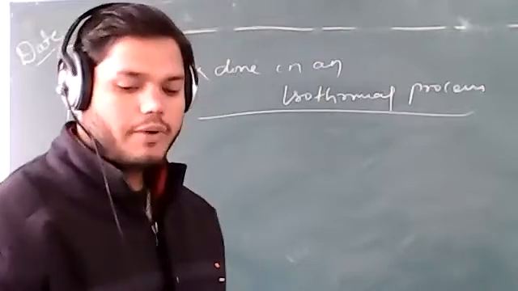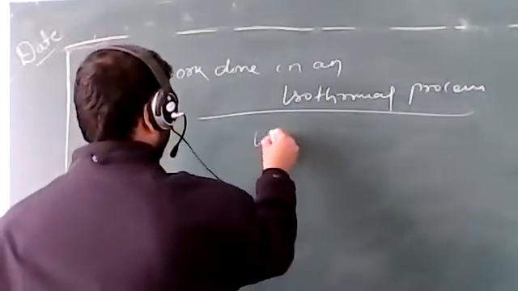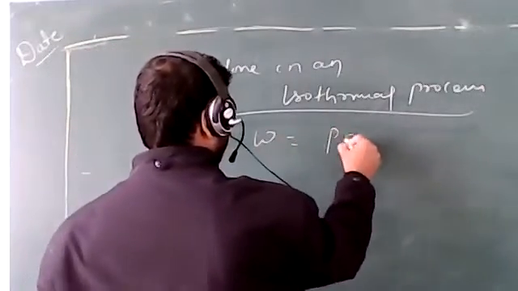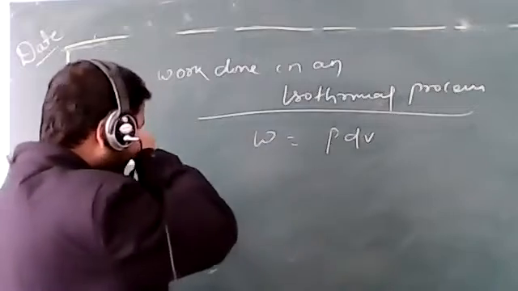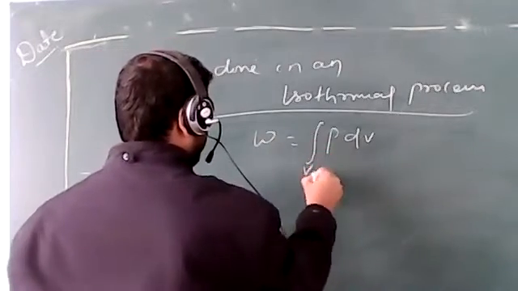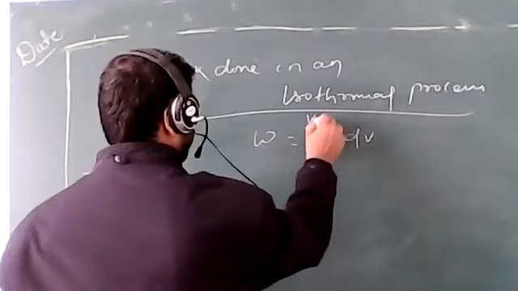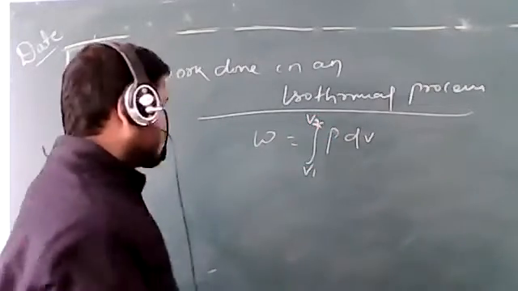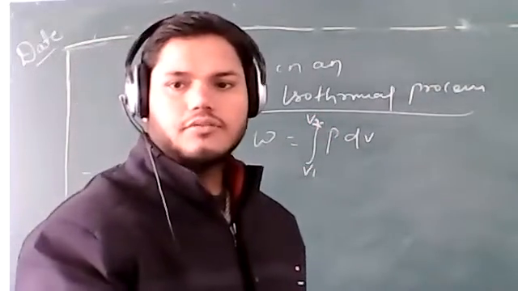So how can you find out the work done? You already know that formula. Work done equals PdV, from V1 to V2. If the limit is varying from V1 to V2, then the work done will be the integral of PdV.